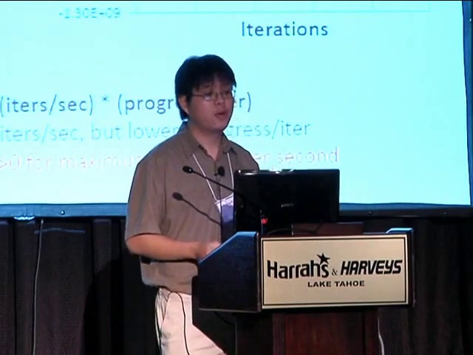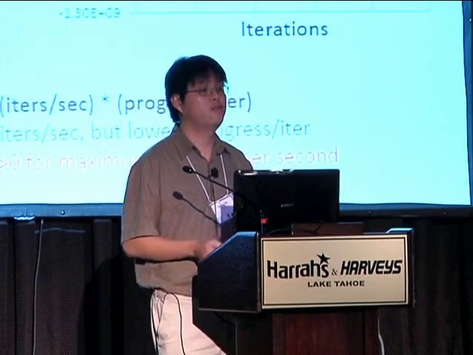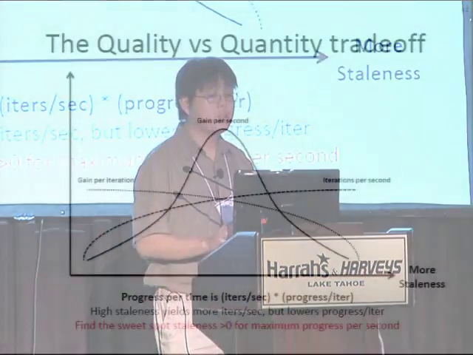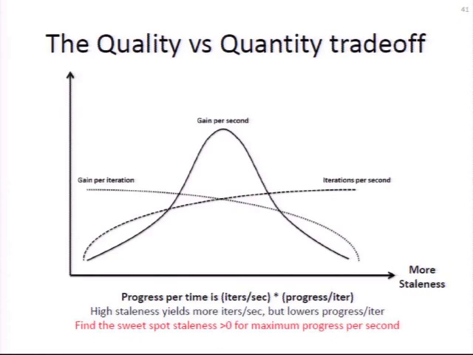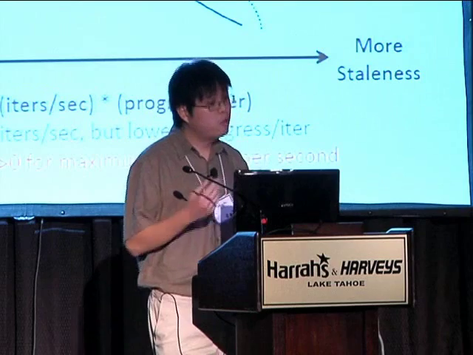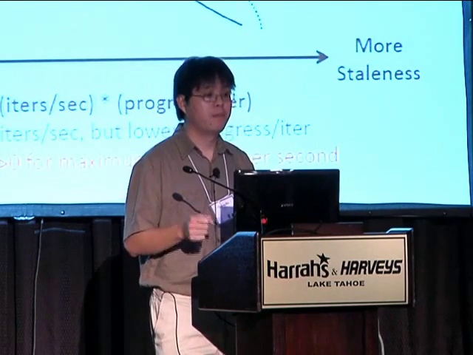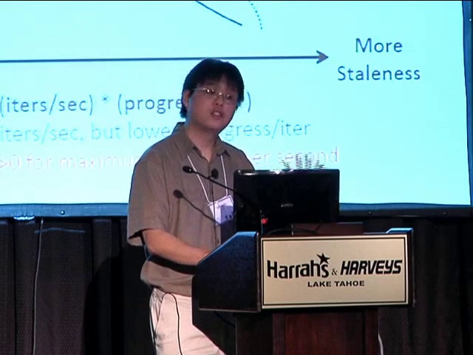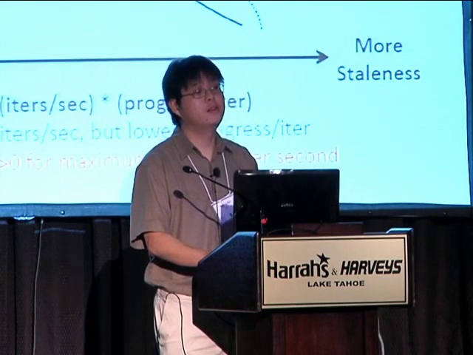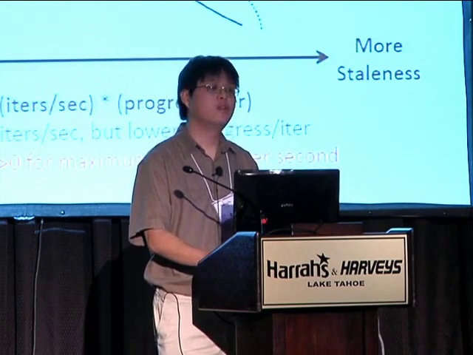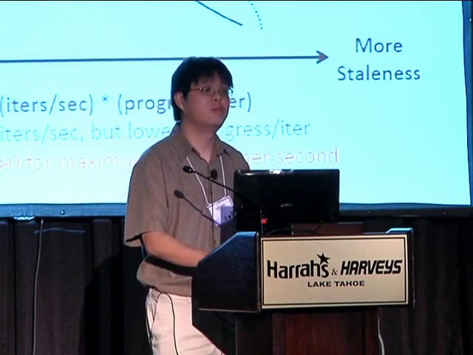And we want to find a sweet spot staleness greater than 0 that maximizes progress per second. Conceptually, the graph looks something like this. You push up staleness, you get more iterations per second, but you get less progress per iteration. But the product of the two graphs has a peak somewhere. And that's basically the rationale for using SSP. There is a certain amount of error tolerance you need to give for the system to perform at maximum speed.